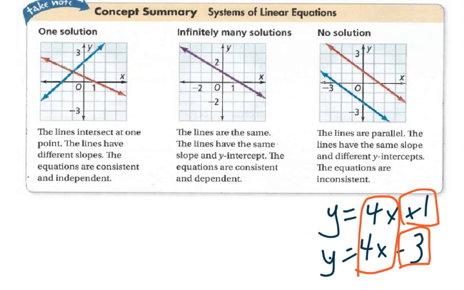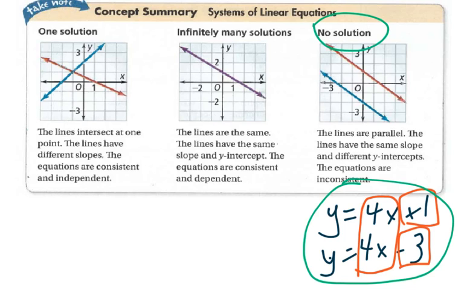These two equations right here, as soon as you see this, you know there's no solution. They are not going to cross over each other at all. They're not going to intersect. So parallel lines are always no solution.